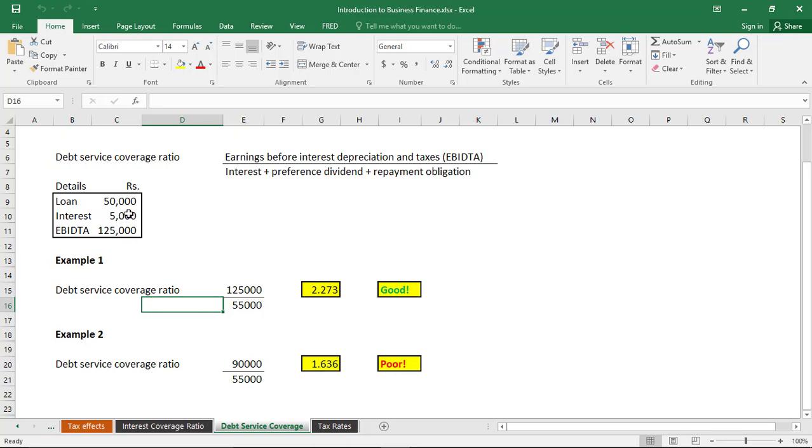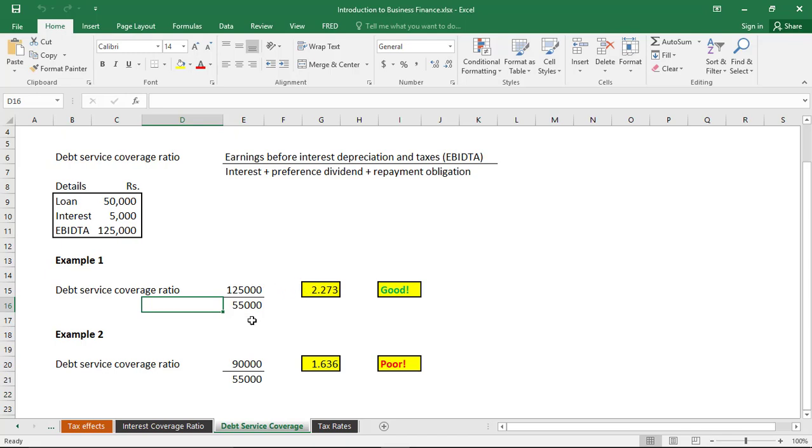So here in this example, we have a loan of 50,000 rupees, interest of 5,000 rupees, and EBITDA of 125,000 rupees. So we compute the debt service coverage ratio, which is EBITDA 125,000 rupees divided by 55,000 rupees, and we get 2.273.